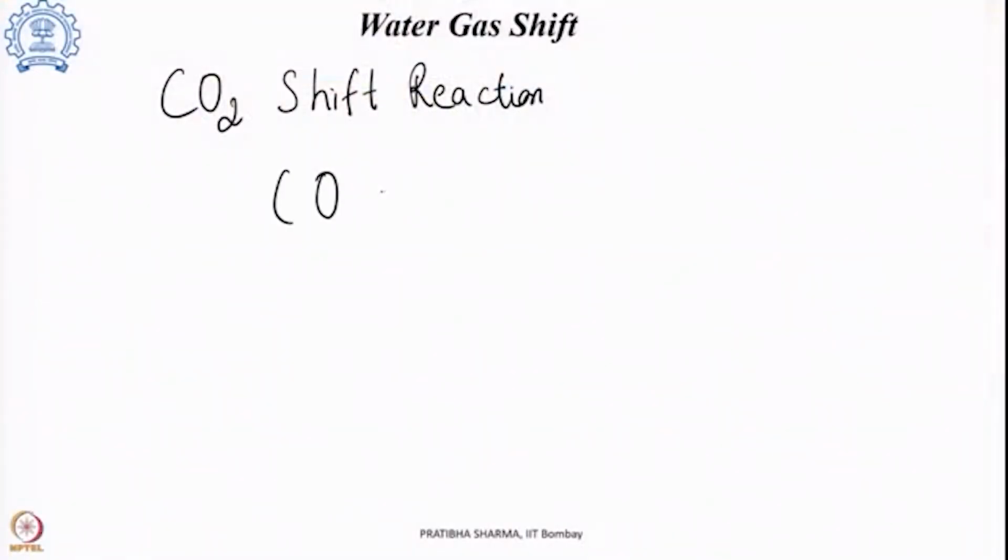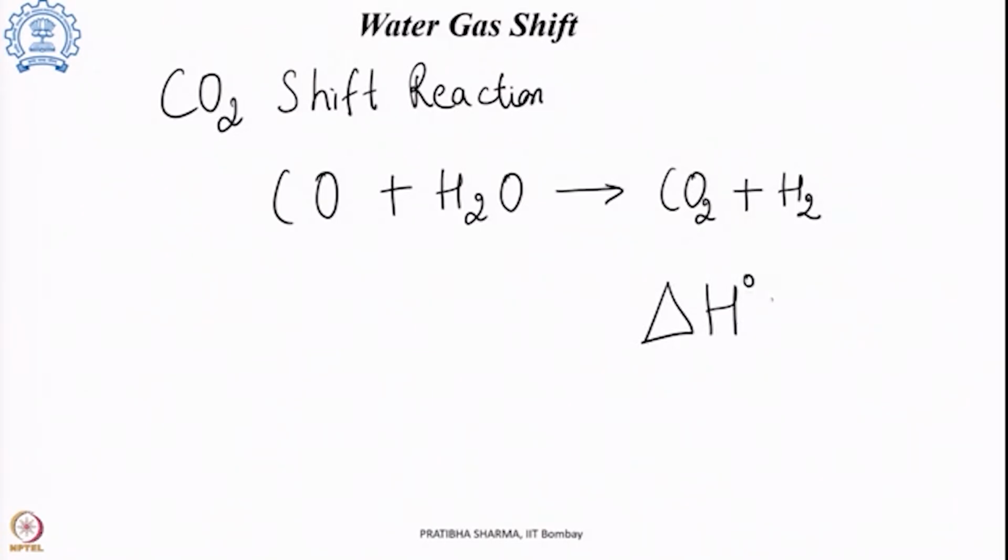However, the reaction is an exothermic reaction. So carbon monoxide in the presence of excess steam, again the reason for excess steam is to reduce the deactivation of the catalyst, gets converted into carbon dioxide and hydrogen. So from the value of delta H, we can see that it is a slightly exothermic reaction.